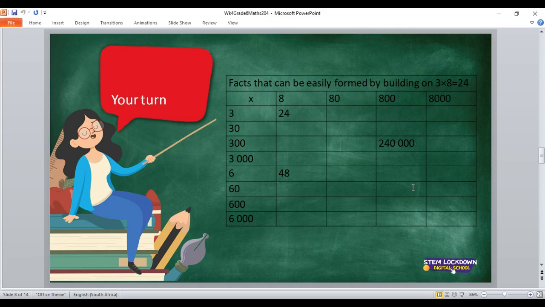Now, what we have noticed is that 6 multiplied by 4 gives us 24. And then 4 multiplied by 60 gives us 240, and 4 multiplied by 600 gives us 2,400, and 4 multiplied by 6,000 gives us 24,000. So this is what I want you to do for your homework.